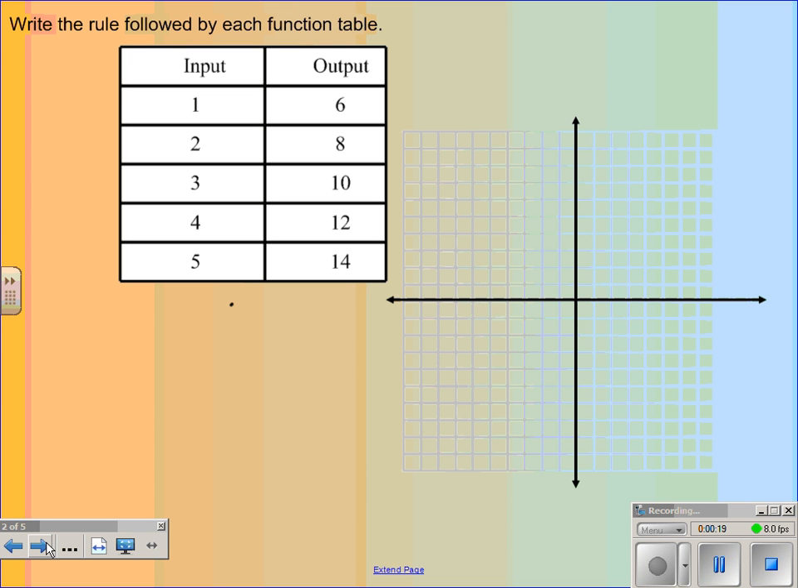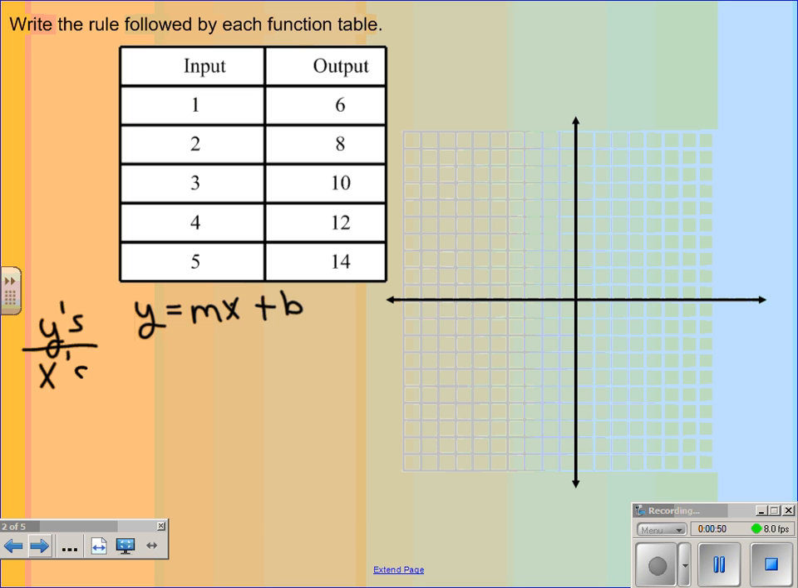So given our first example, we have inputs and outputs that are given. I know that in order to write an equation, I have to have a couple of pieces of information. First of all, an equation in slope-intercept form looks like y equals mx plus b. To find the slope, it's going to be the change in my y's over the change in my x's.